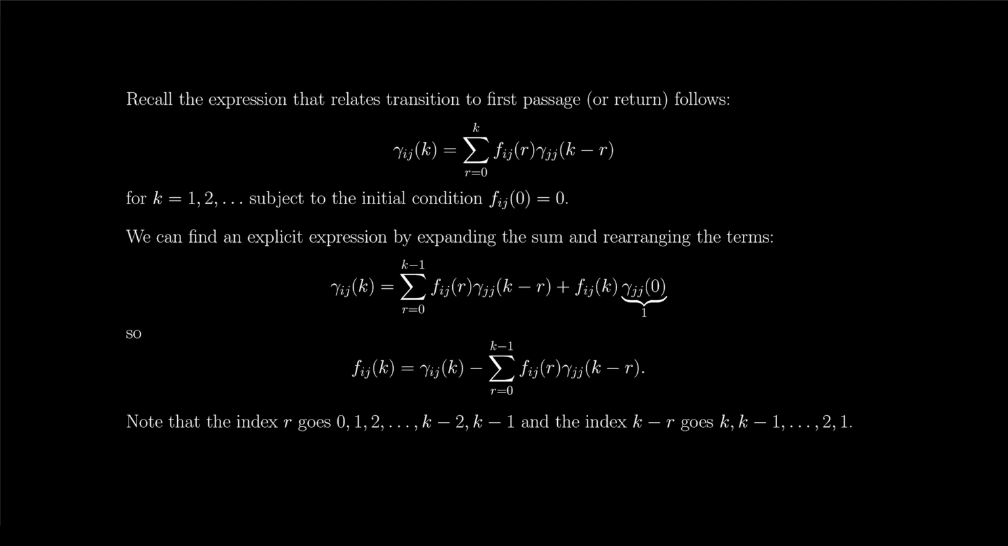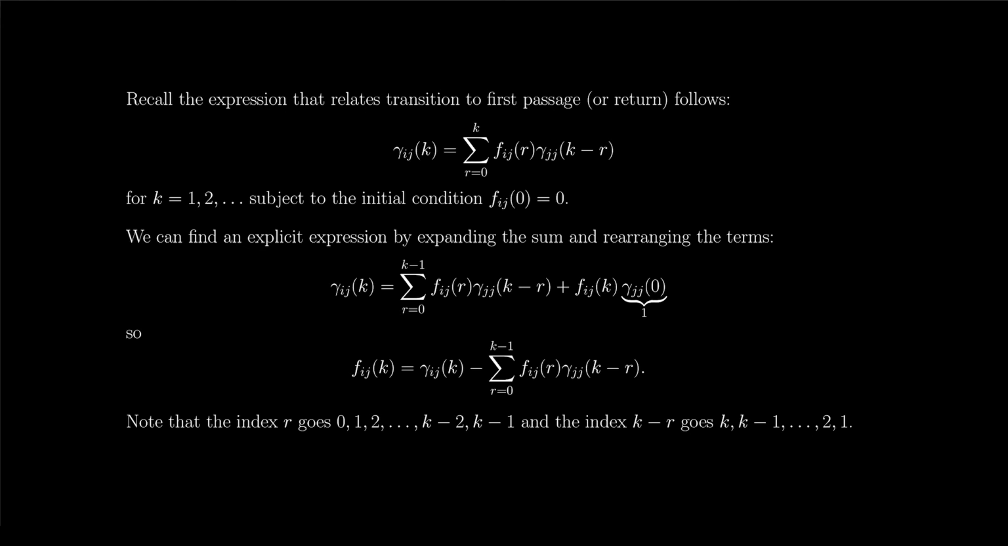Recall that the expression that relates transition to first passage, or return for that matter, follows from decomposing the transition probability. Take the probability of transition from state i to state j in k steps, and decompose that as the probability of first passage from state i to state j in, say, r steps, multiplied by the probability of moving from state j back to state j in the remaining k minus r steps, where r notionally means some interim time point at which first passage could have occurred. We then have to account for all the possible points at which first passage could have occurred by summing all those product probabilities up, running from 0 all the way to k. So that's just a decomposition of the transition probability in such a way that we can relate it to the first passage time probabilities.